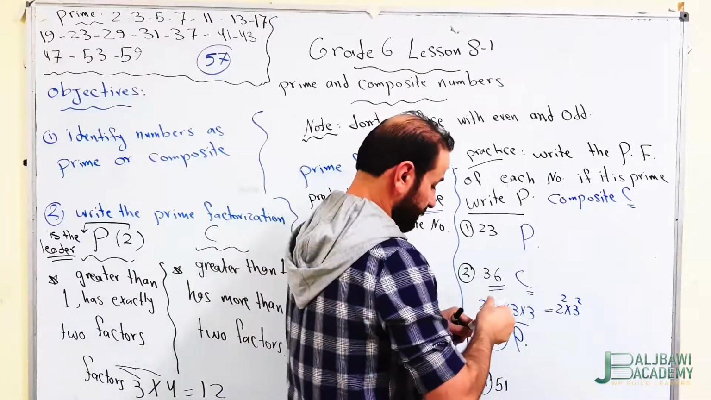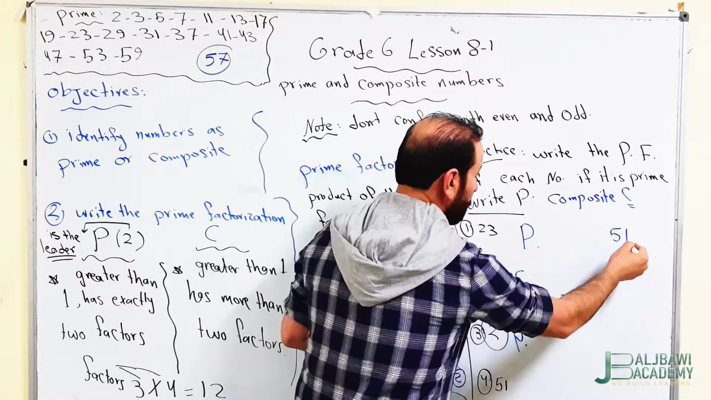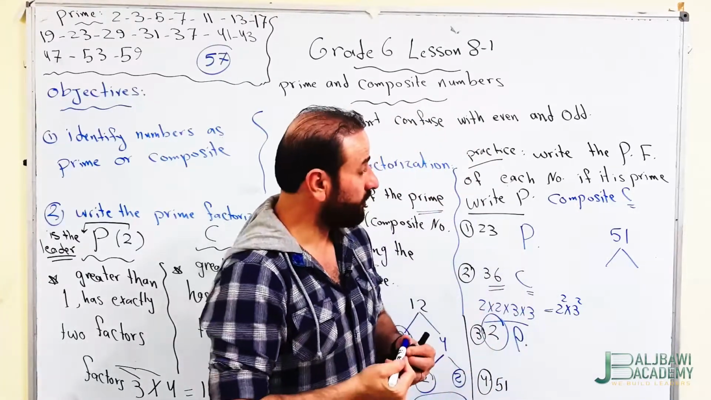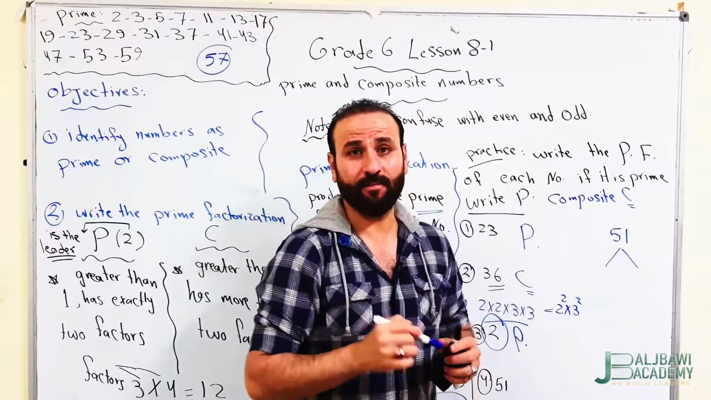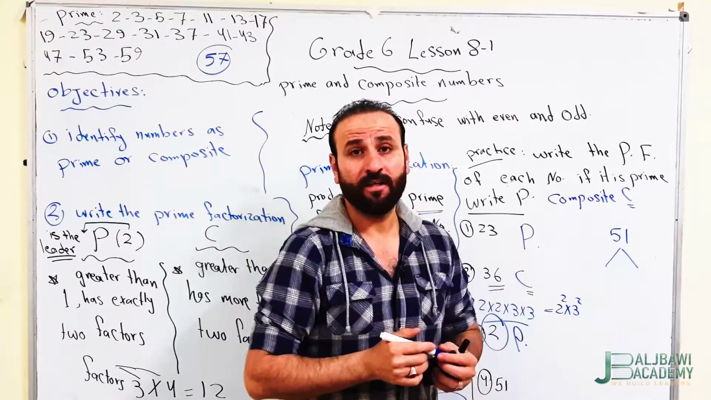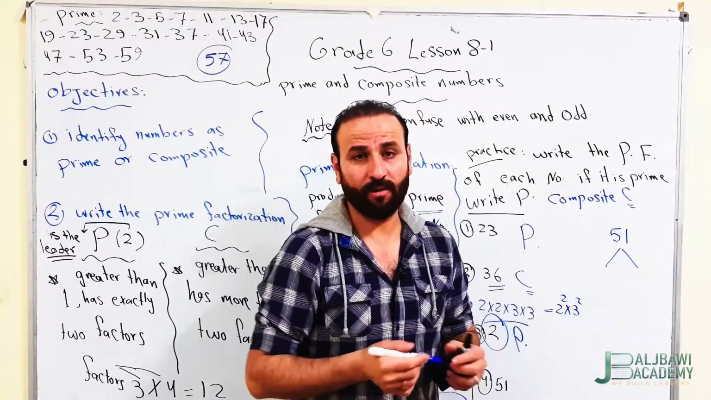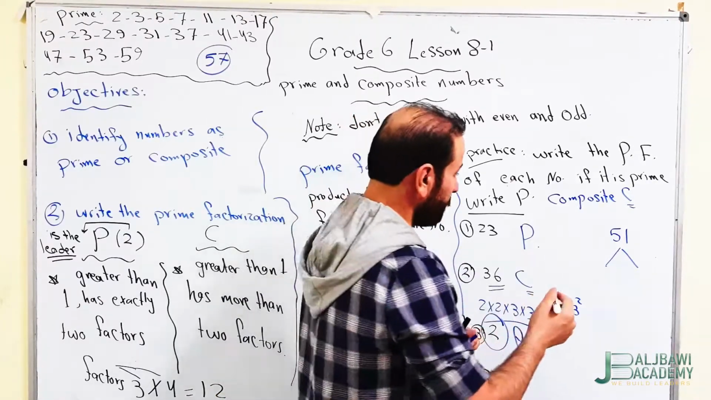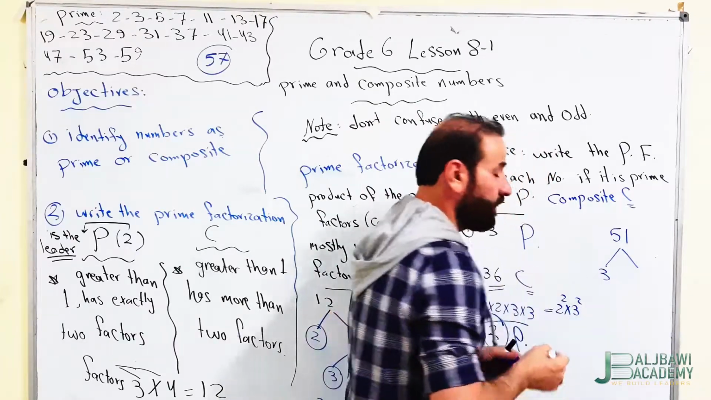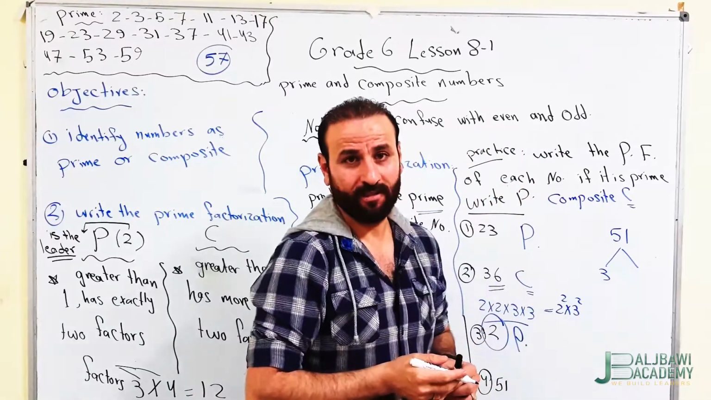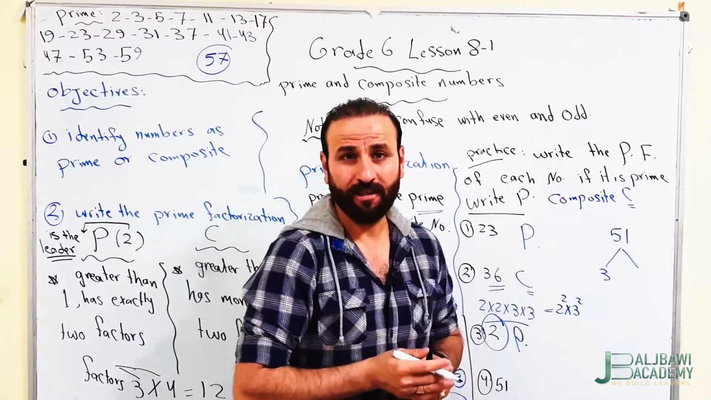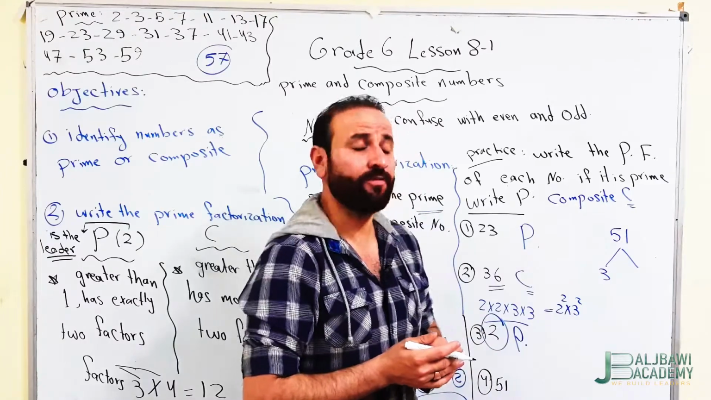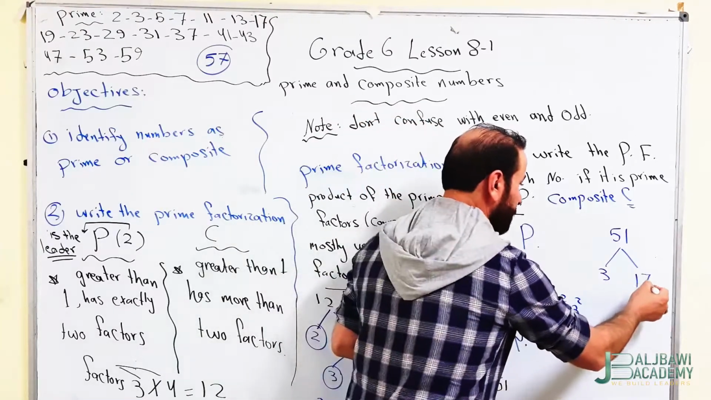Now, 51. If you know the divisibility rules, you can add 5 plus 1 equals 6. 6 is a multiple of 3, so this number is divisible by 3. But 3 multiplied by what? You should try, or you should remember this. 3 times 20 is 60. 3 times 15 is 45. So 3 times what equals 51? 3 times 17.